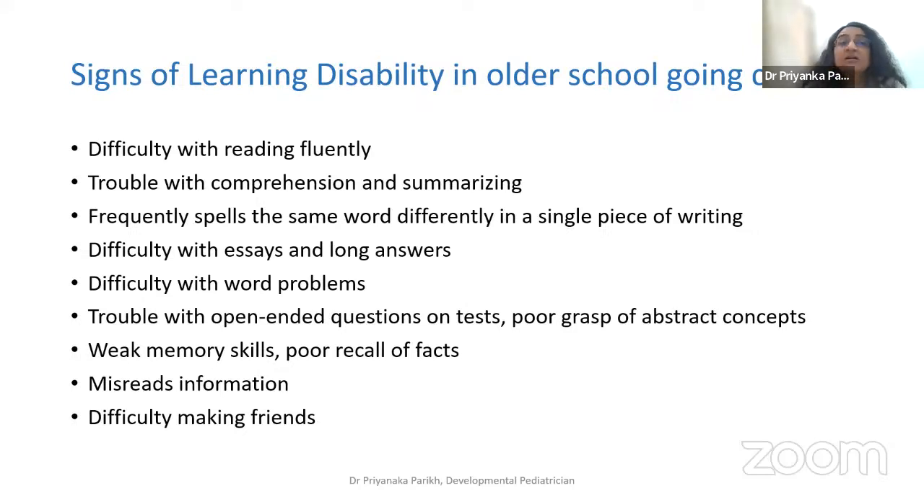So this child has cracked the code of reading, but the child is still having difficulty reading fluently. So the speed of reading, the reading fluency, is slow. Again, trouble with comprehension, summarizing. So when the child is reading a passage and you ask, okay, tell me, what did you understand from this? The child is not able to put it into words or summarize, because the child has difficulty having comprehended it.